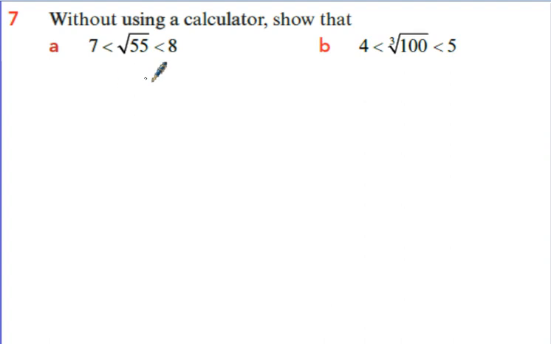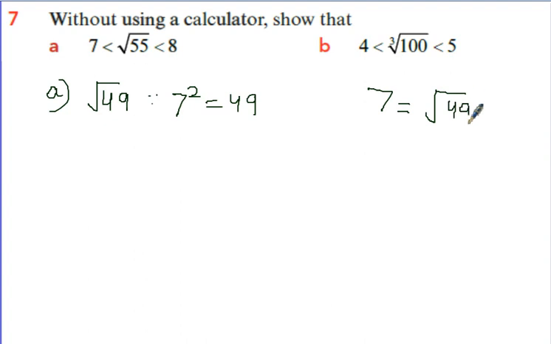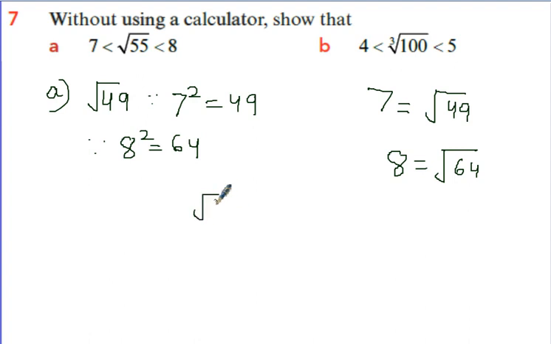Now next is using calculator, you can do very well. Here they are asking, without using calculator, show that root 55 is between 7 and 8. So 7 we can write as root 49, since 7 square is 49. And the same way we can write 8 as root 64, since 8 square is 64. So 55 is very well between 49 and 64. That way you can show.